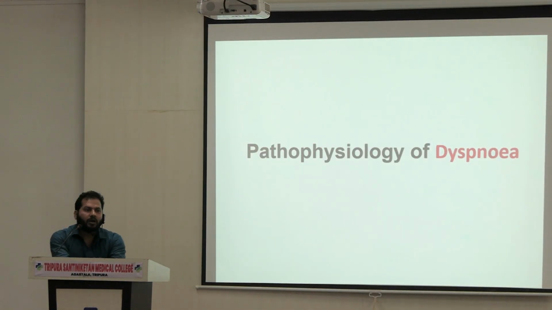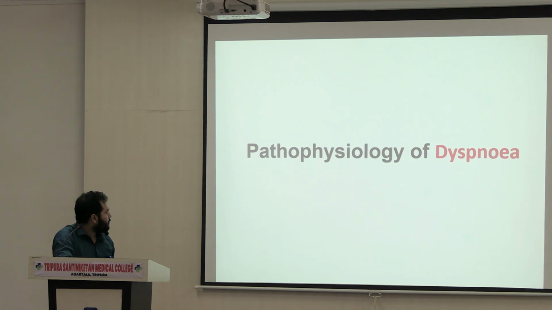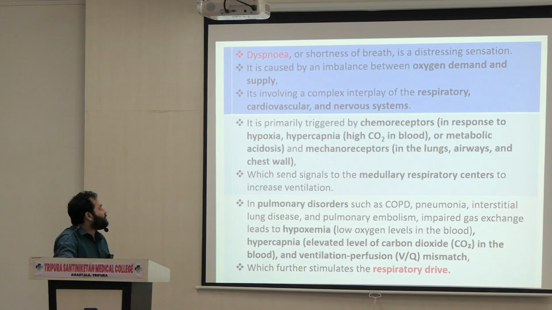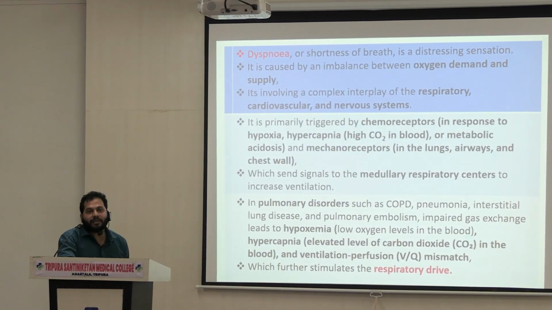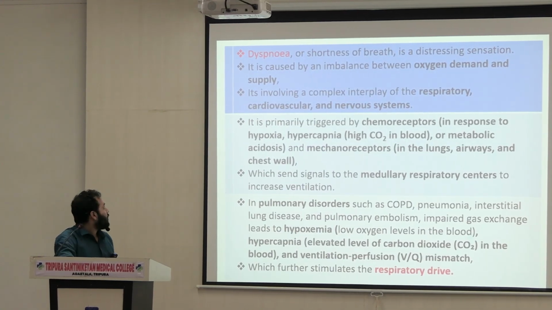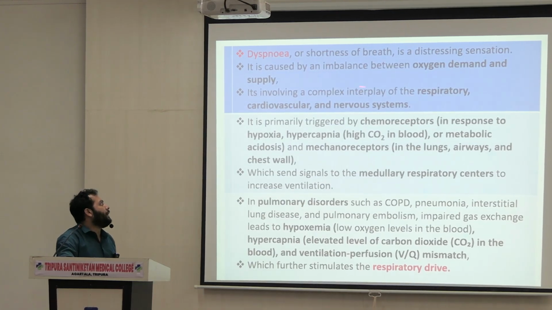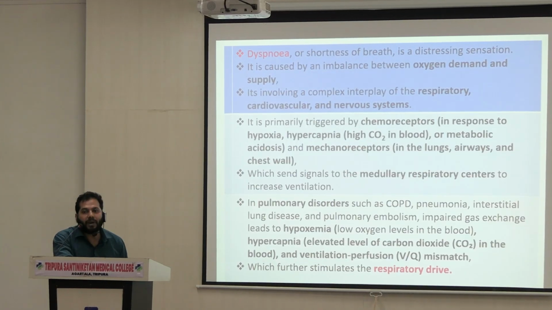Another important breathing abnormality is dyspnea. So what are the features of this? See here, in this particular case, it is nothing but shortness of breath, right? It is the shortness of breath. So here, due to the shortness of breath, there is an imbalance between the oxygen demand and oxygen supply.